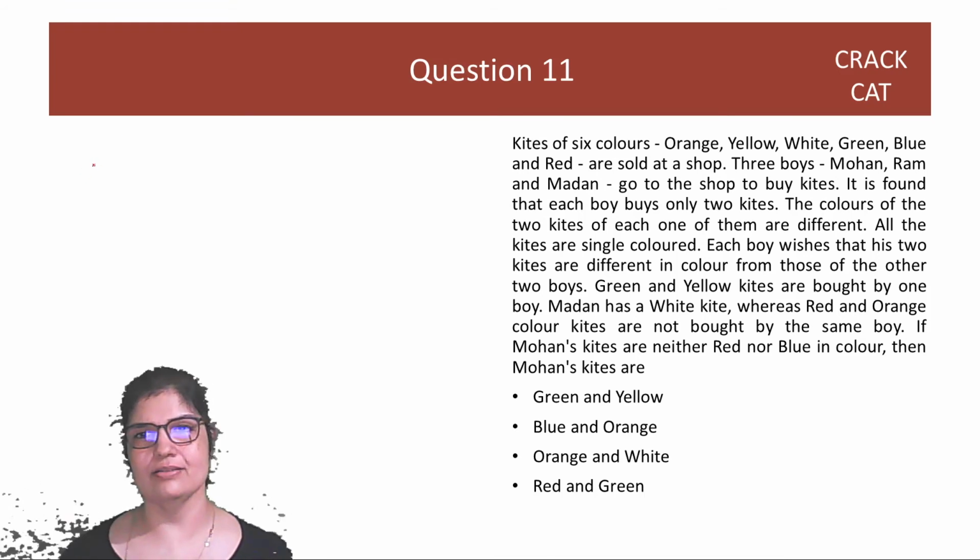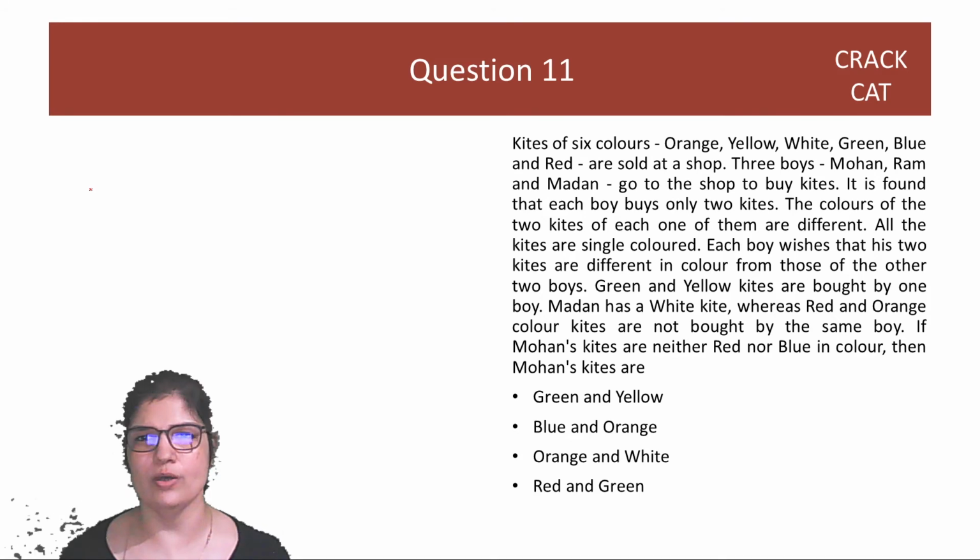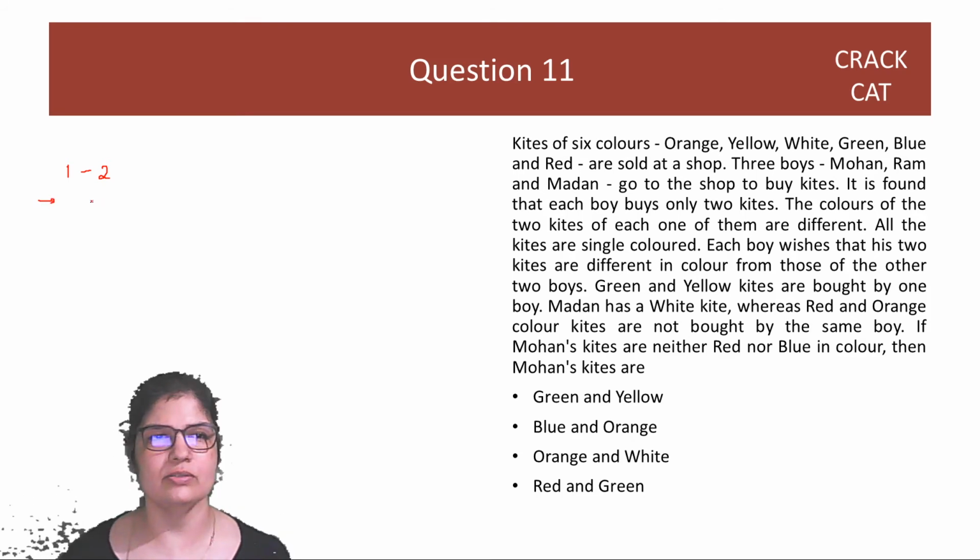Kites of 6 colors. Orange, yellow, white, green, blue and red. 3 boys go to the shop to buy kites. So there are 6 kite colors most likely and there are 3 boys. So each boy buys 2 kites, right? The kites are all different in color for the 2 that each buys, and they are different from those of the other 2 boys. So when you read this, you know okay, all these 3 boys are going to buy all the 6 kites. This is going to happen.